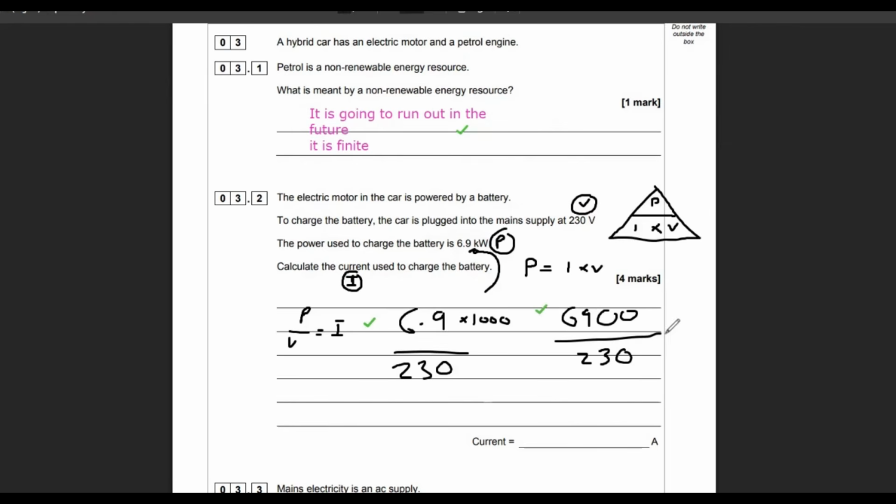Then we're going to bust out the answer. You would maybe even get three if you don't do the conversion, though you get the wrong answer, so it's not the greatest. Let's smash that in the calculator. 6,900 divided by 230, we're going to have 30 amps as our current. And there we go. So I'm guessing you're getting one for selecting the correct equation, one for rearranging it, one for converting the 6.9 kilowatts to 6,900 watts, and then one for the correct answer.